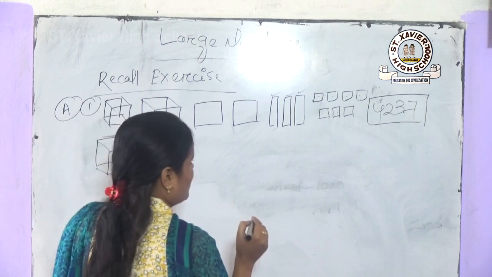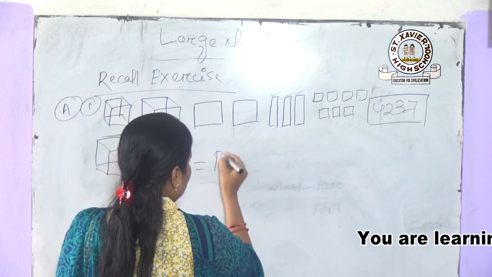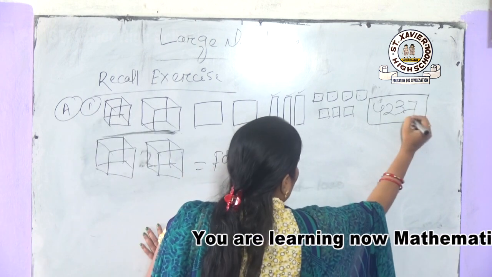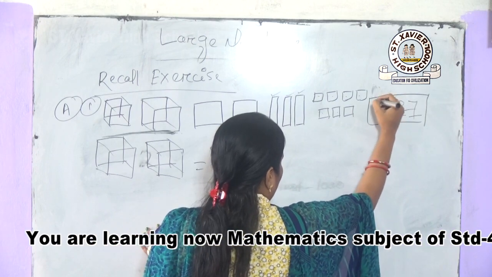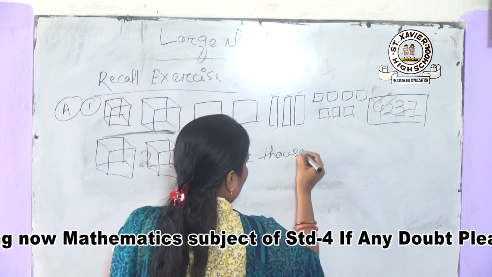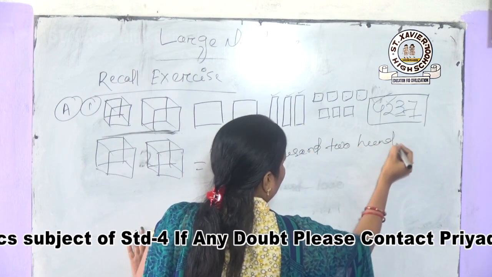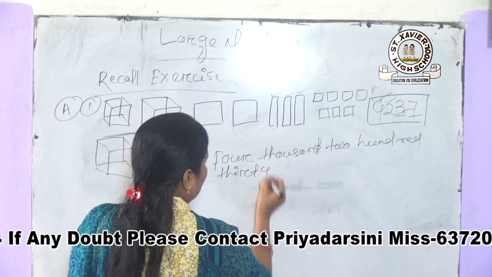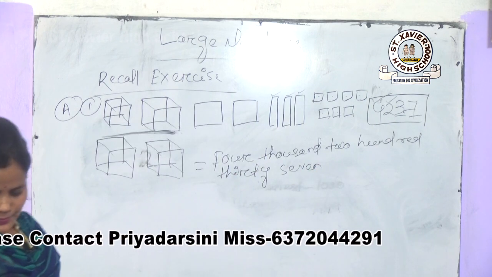Already you have been taught this in Standard 3. So 4000. Do you know the place value? This is the 1s place, this is your 10s place, this is your 100 place and this is your 1000 place. So 4237.